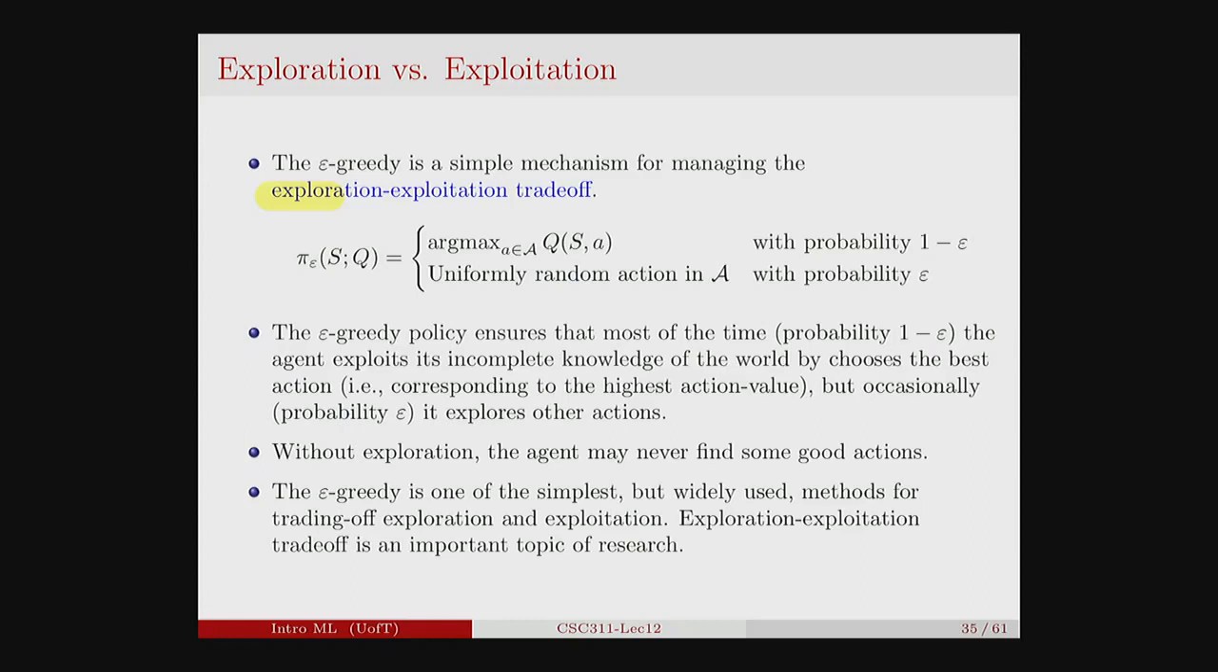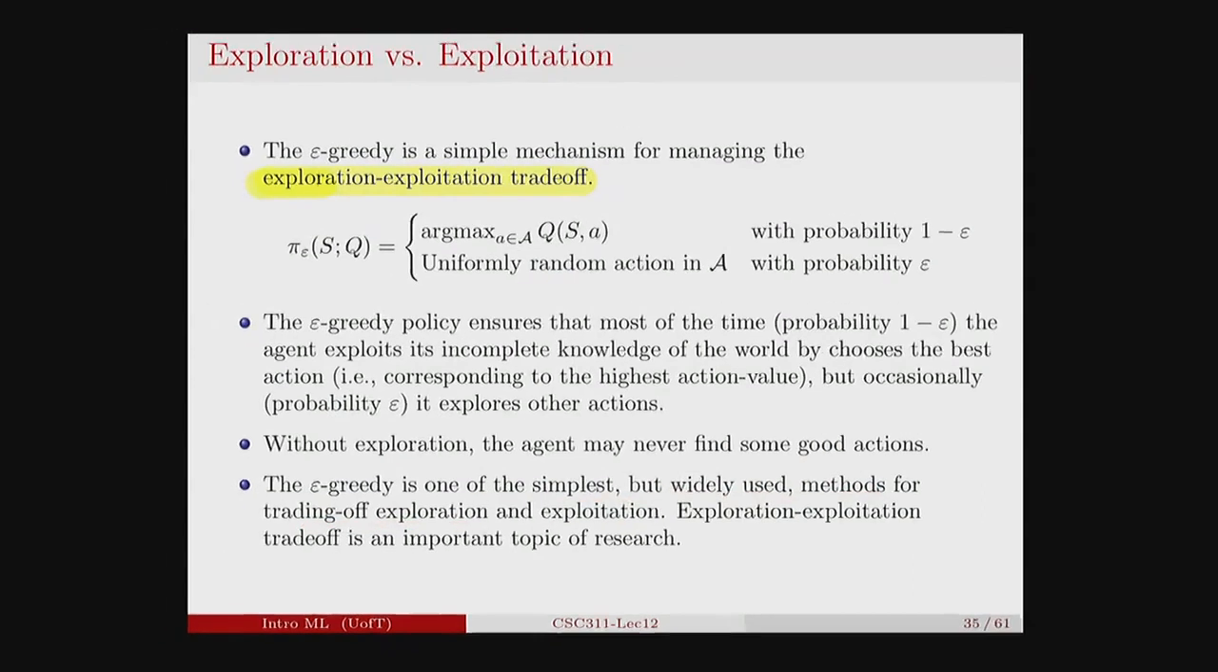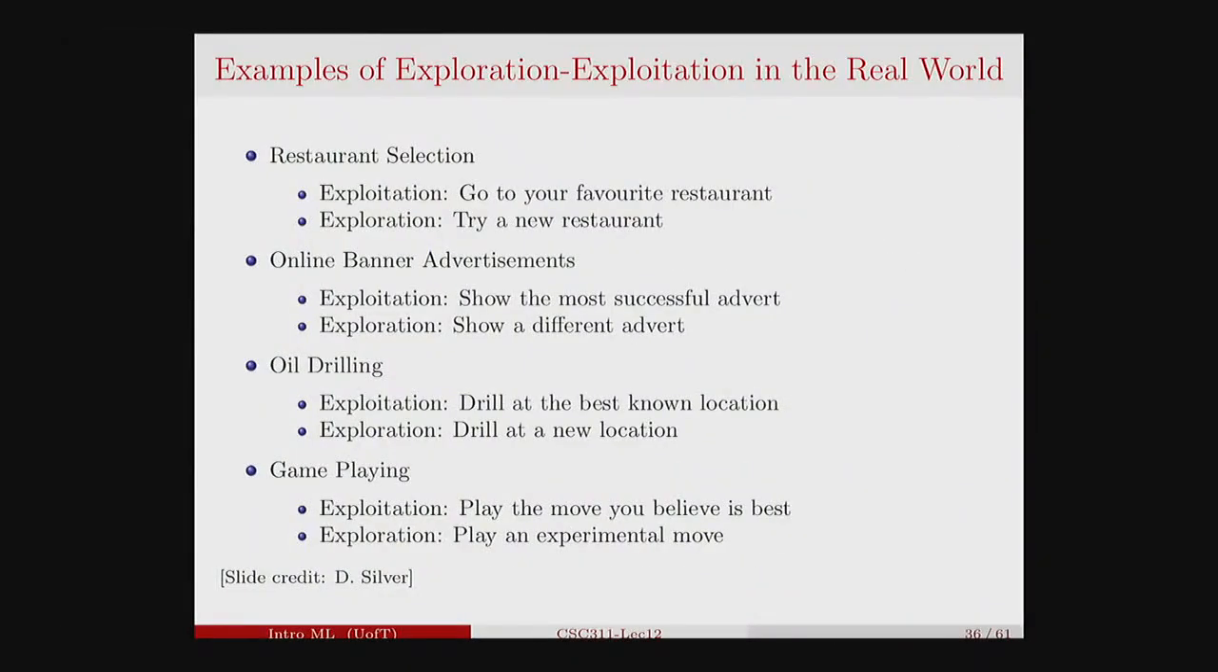And this is a fundamental trade-off in a lot of reinforcement learning algorithms, and it's called the exploration-exploitation trade-off. So the epsilon greedy policy ensures that most of the time the agent exploits its incomplete knowledge of the world, but every now and then it explores other actions that provide utility to learning about the world itself. And so without exploration, the agent may never find some good actions, and it's one of the simplest but most widely used methods for trading off exploration and exploitation. And it's a really important topic of research because we at best are resorting to heuristics on how to trade these things off. And so humans use this idea all the time as well.